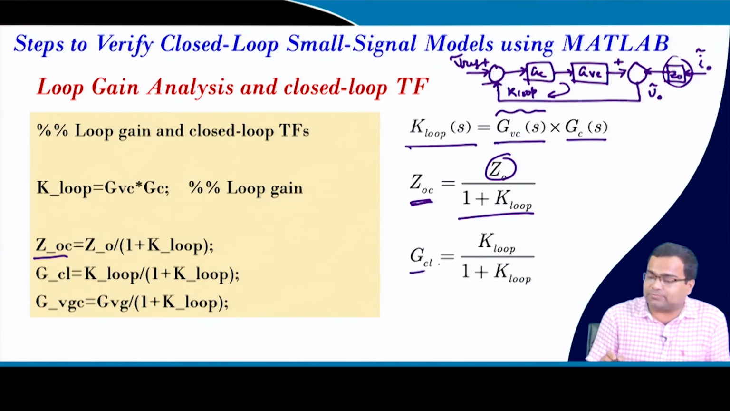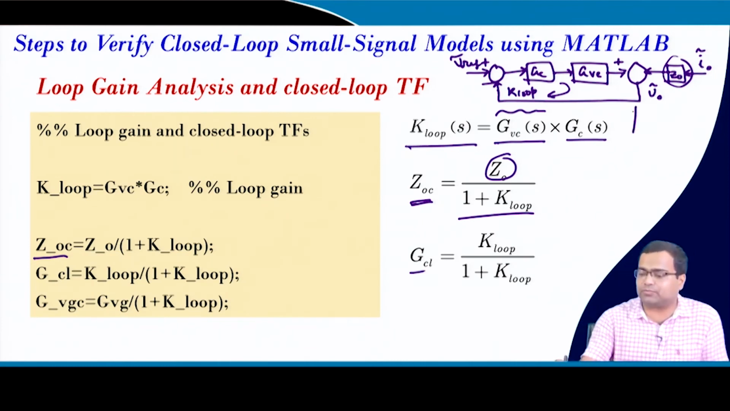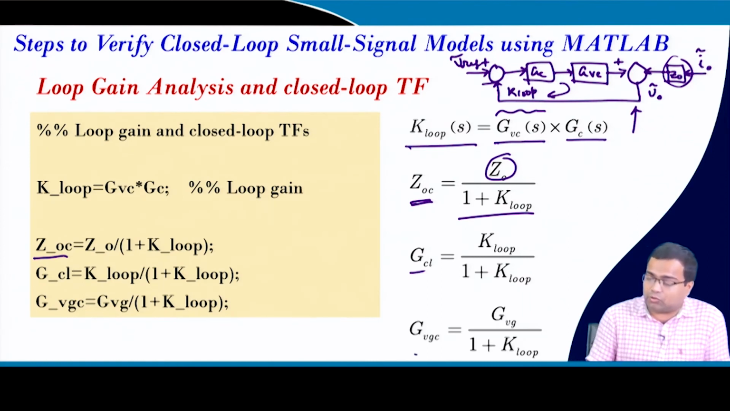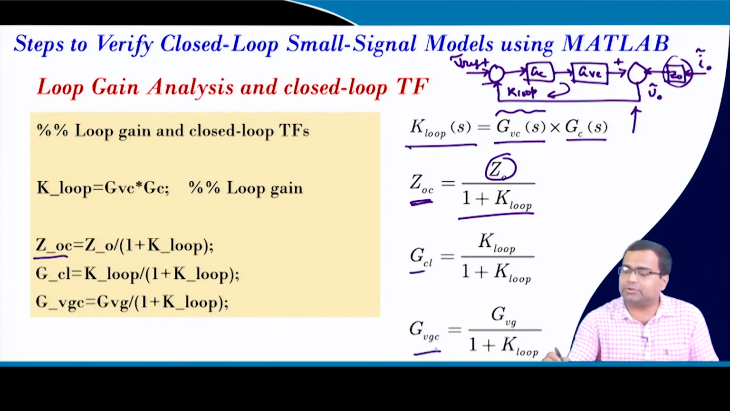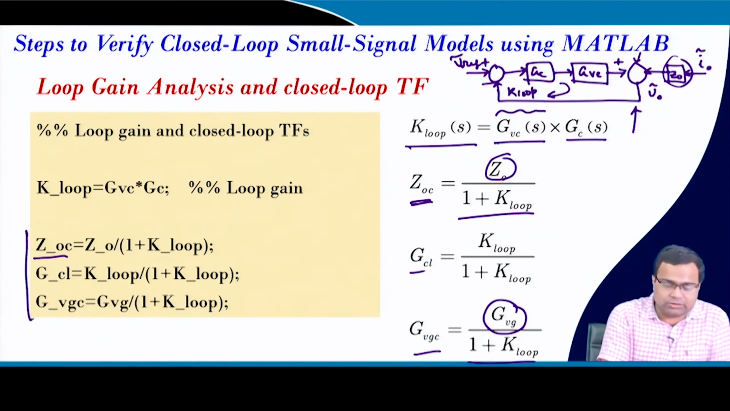Similarly, closed loop transfer function will be loop transfer function by 1 plus loop transfer function. You can show from here. And closed loop audio susceptibility, because we have not incorporated it, so here we will have another component, audio susceptibility, that can be shown as open loop audio susceptibility divided by 1 plus loop transfer function. So, all this we have written here.